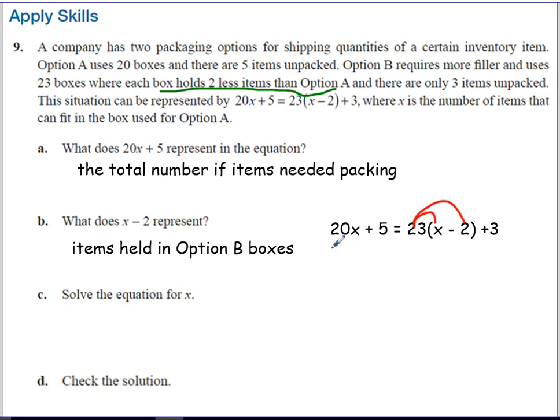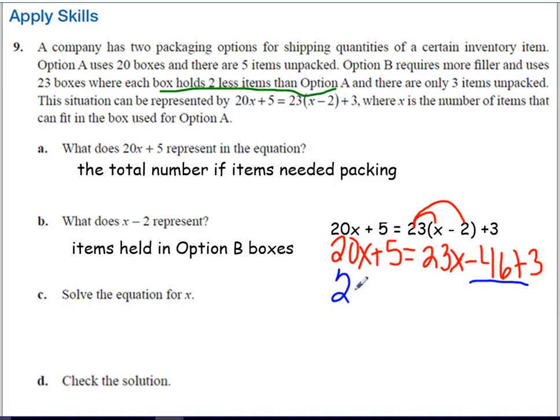And so we'll have 20x plus 5, because we're not doing anything to that side yet, equals 23x. So that's 23 times x. But then we have to do 23 times minus 2 or negative 2, which will give us negative 46. And then plus 3. So now we have combining like terms to do. On the right-hand side, we have minus 46 and plus 3.